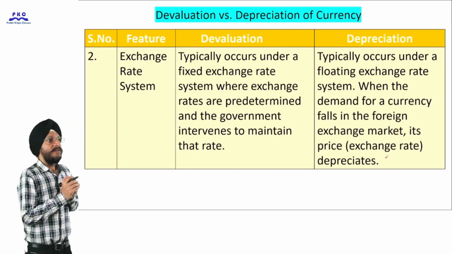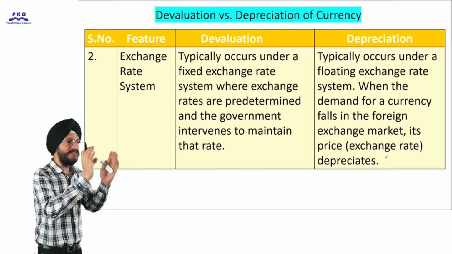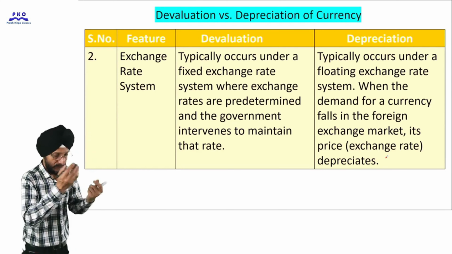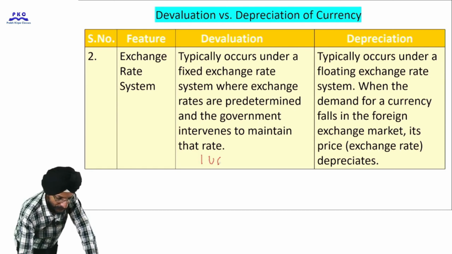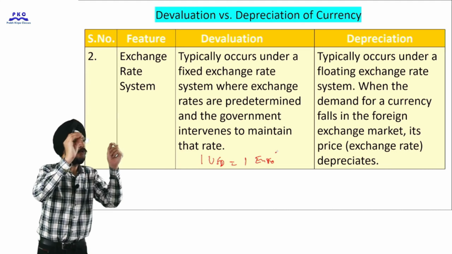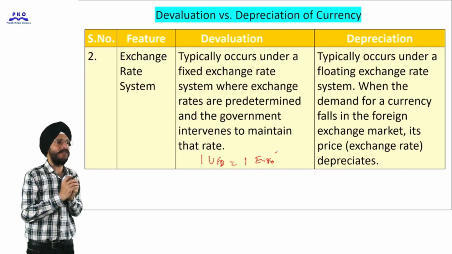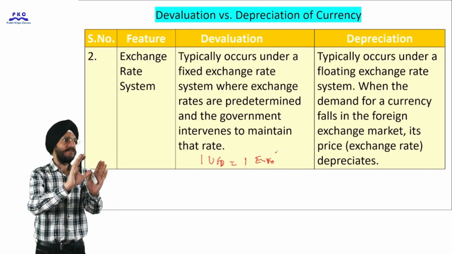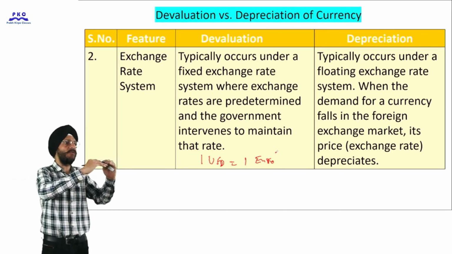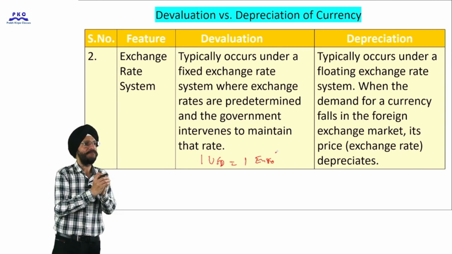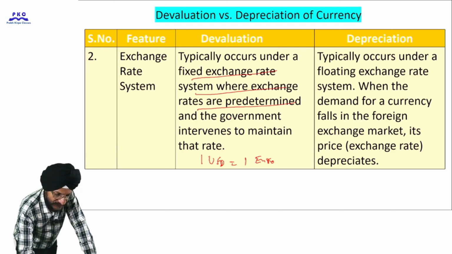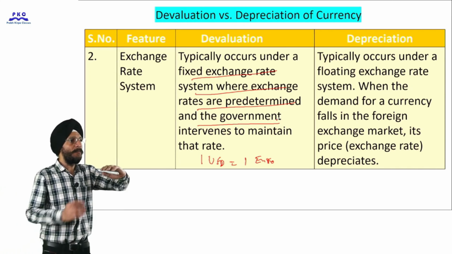Exchange rate system. Devaluation occurs under a fixed exchange rate system. A fixed exchange rate system means where exchange rates are predetermined and the government intervenes to maintain that rate. We take the example, suppose the European Union decides that 1 euro should be equal to 1 US dollar and it should remain as it is, and to maintain that balance it will be taking steps so that the value of 1 euro remains equal to 1 US dollar. So this is the fixed exchange rate system. Devaluation occurs under a fixed exchange rate system where the exchange rates are predetermined and the government intervenes to maintain that rate.